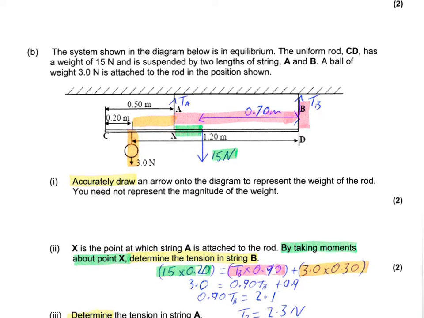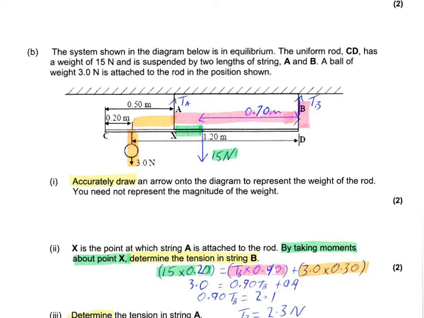In part B, we're shown this system, shown in the diagram below. We've got a uniform rod CD, and if we look at that carefully, I've got 1.2 meters and another 0.2 meters, so it's a total of 1.4 meters long. Suspended by two lengths of string at A and B, I've marked on the tensions in those two strings, those two forces. And we've got a ball, 3 newtons weight, attached to the rod in the position shown.